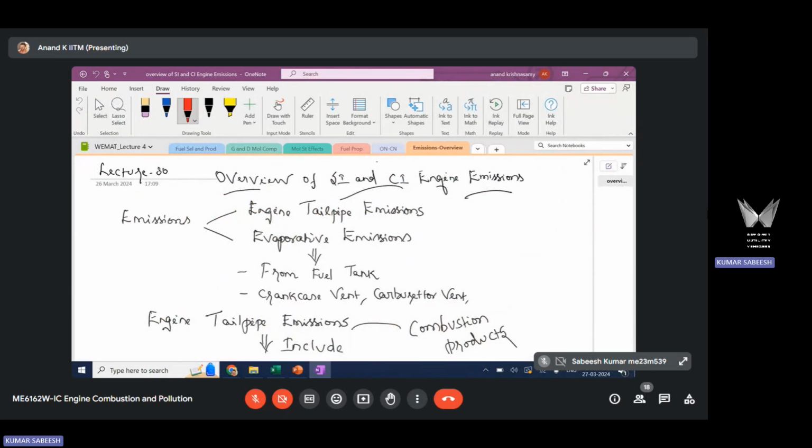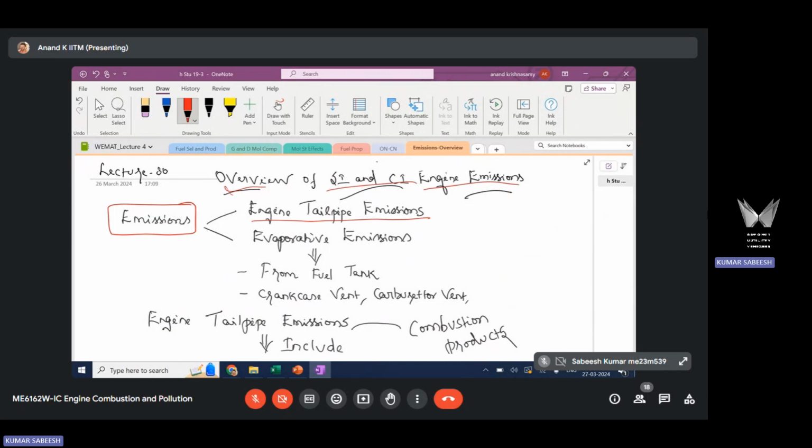So to start with, here I have provided an overview of SI and CI engine emissions. This is an overview of spark ignited and compression ignited engine emissions. Emissions from IC engines, SI and CI engines, can be categorized into two broader types. One is engine tailpipe emission. The tailpipe is an exhaust pipe through which the various species are let out from the engine to the surrounding ambience.